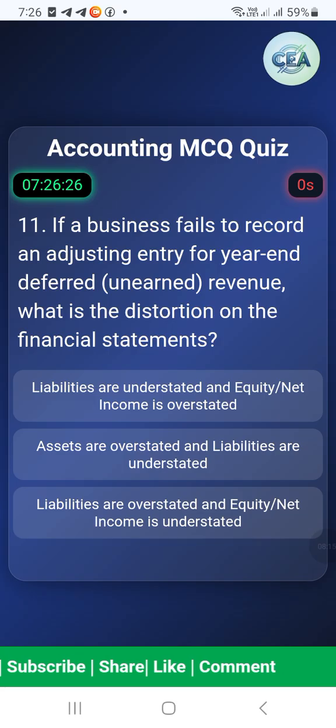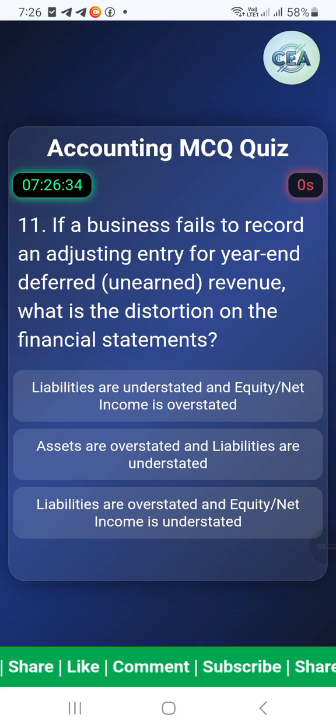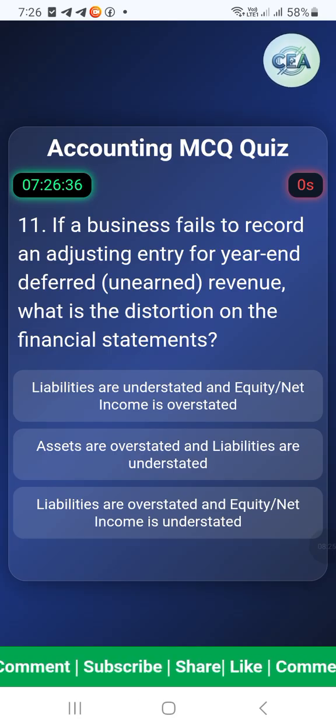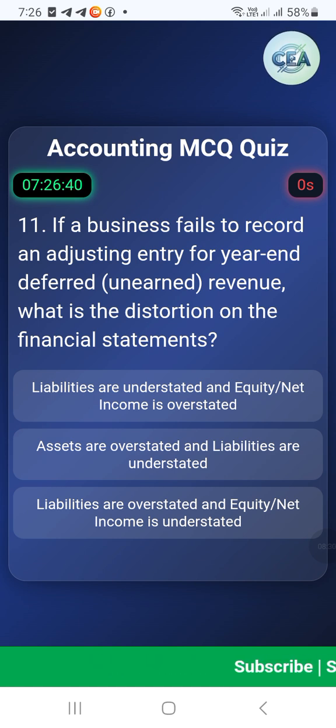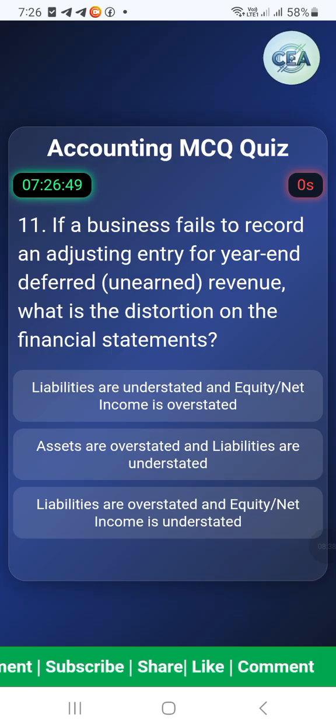11. If a business fails to record an adjusting entry for year-end deferred unearned revenue, what is the distortion on the financial statements? Option 1. Liabilities are understated and equity net income is overstated. Option 2. Assets are overstated and liabilities are understated. Option 3. Liabilities are overstated and equity net income is understated.